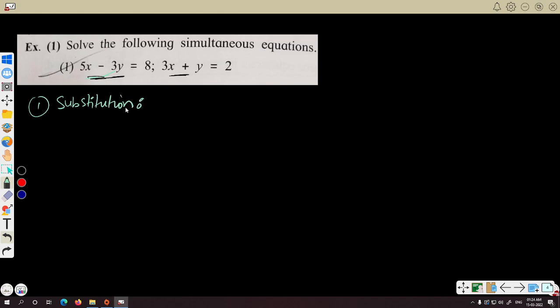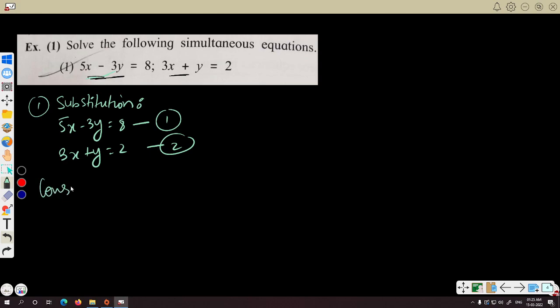अब इस method में हम करने क्या वाले? What we do is, we have two equations. इसको मैं copy कर लेता हूँ. First equation is 5x minus 3y is equal to 8. I name this equation as 1. And दूसरा equation is 3x plus y is equal to 2. Let this equation be 2. We have two equations, right? Now, out of these two equations, I will consider any one equation. Consider equation number 2. What is this equation? 3x plus y is equal to 2.